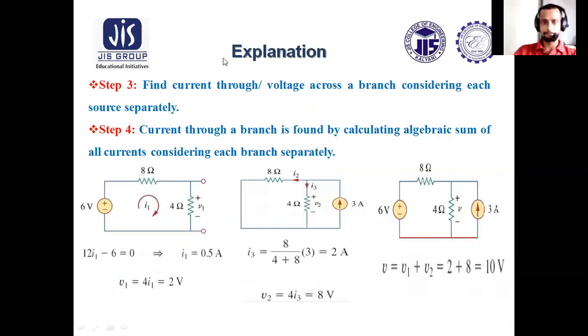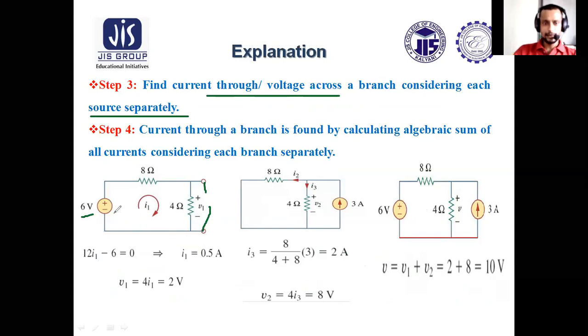Next step, find current through or voltage across a branch considering each source separately. So when we considered the 6 volt source alone, deactivating the current source from these two terminals, what do we need to do? We need to find current through each branch separately.